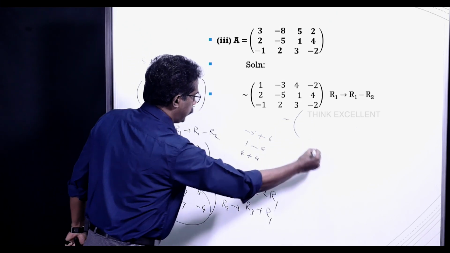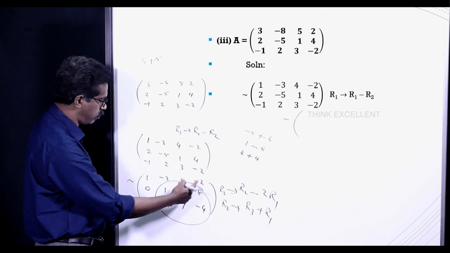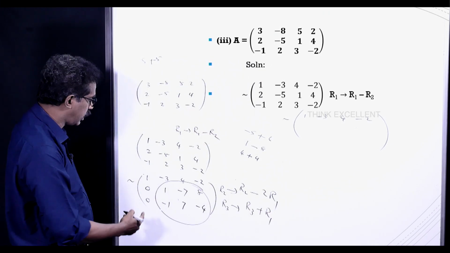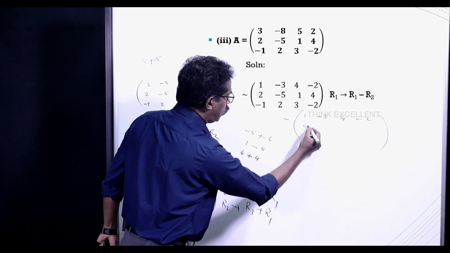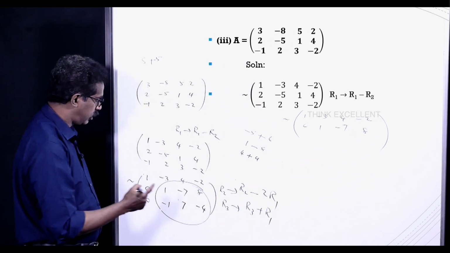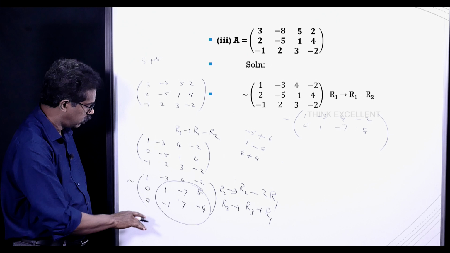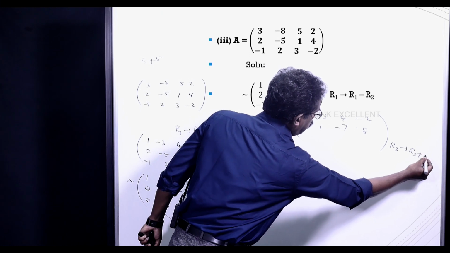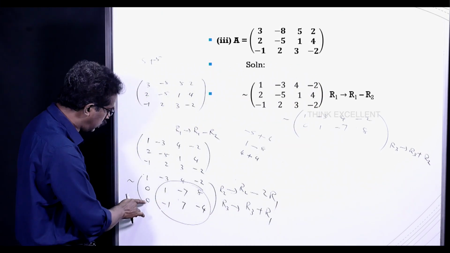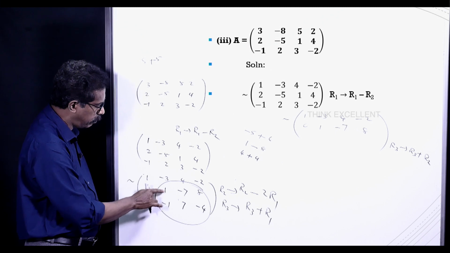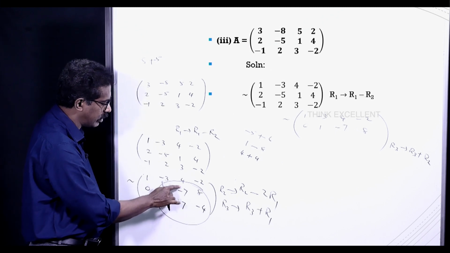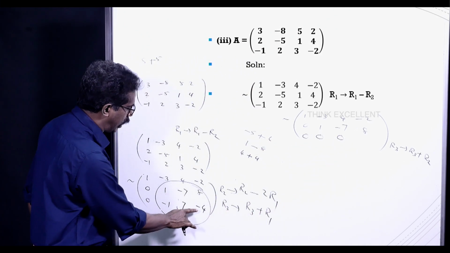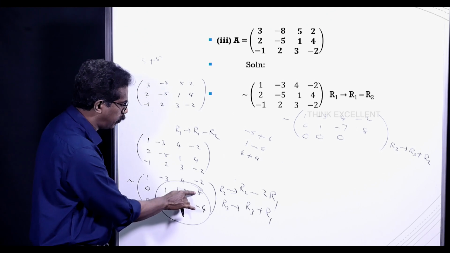Listen. So first row no change. 1, minus 3, 4, minus 2. 1, minus 3, 4, minus 2. First row. And what is the second row? 0, 1, 0, 1, minus 7, 8. And the third row, we are adding these two. So R3 is R3 plus R2. If you add, what do you get? 0 plus 0, it is 0. Minus 1 plus 1, 0. 7 minus 7, 0. Don't put everything 0. First 3, 0. See the last one. Minus 4 plus 8. Minus 4 plus 8 is what? 4.